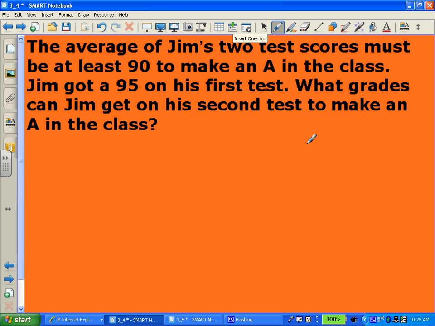Let's look at another one. The average of Jim's 2 test scores must be at least 90 to make an A in the class. He got a 95 on his first test. What grades can Jim get on his second test to make an A in the class? Now this one's a little bit easier actually. The average of his 2 test scores, okay, so remember that to get an average, you add up the test scores and then divide by the number of tests. So he's taken 2. He wants to get a 90 in the class. He got a 95 on the first test. So we're at his 2 test scores, which we don't know what one of them is, so we'll call it X.